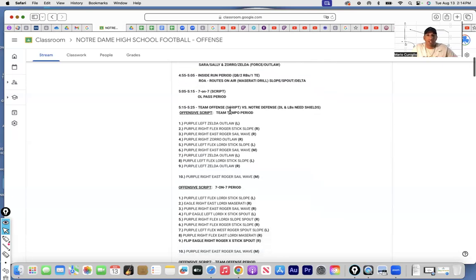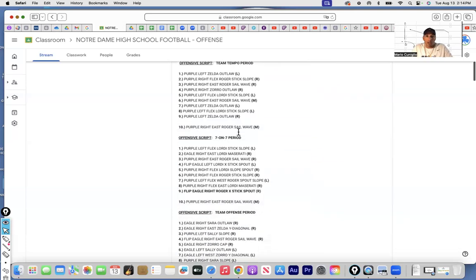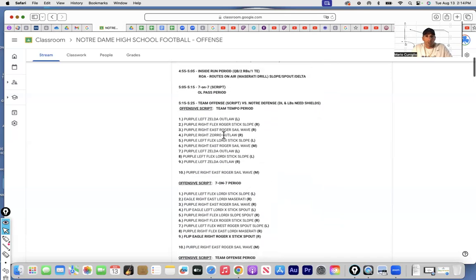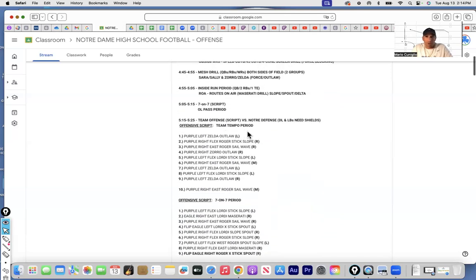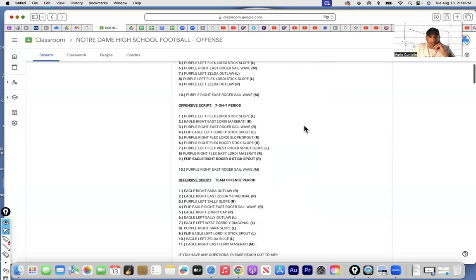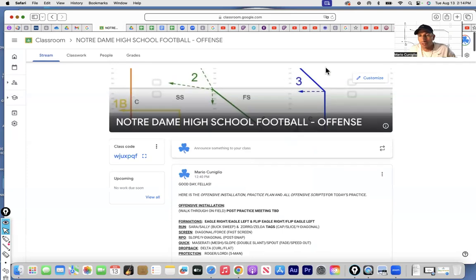And then we're going to end practice today with a team offense. We have a script that we're going off of, and that team offensive period script is this one right here. All right, so you can look at what it is that we're going to be running during team offense, and it's going to be versus our defense. Defensive line and linebackers, you'll need shields for that, and defensive backs, you won't need that. So that's basically today's practice in a nutshell.